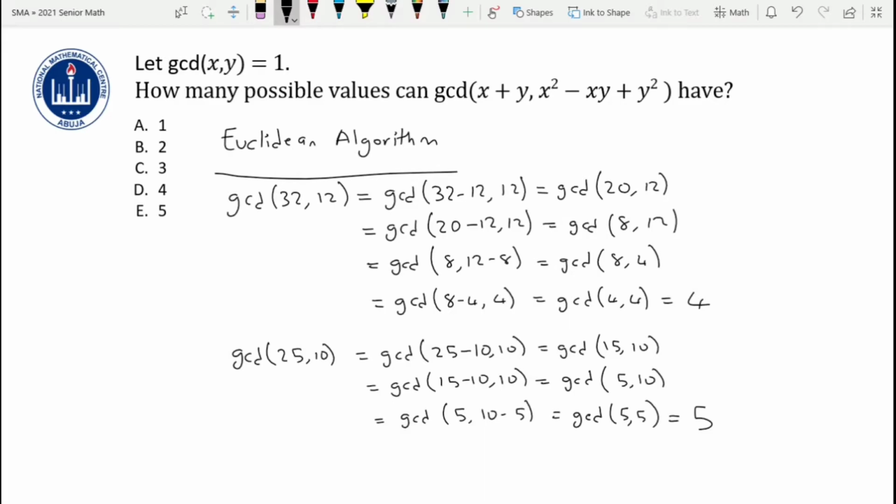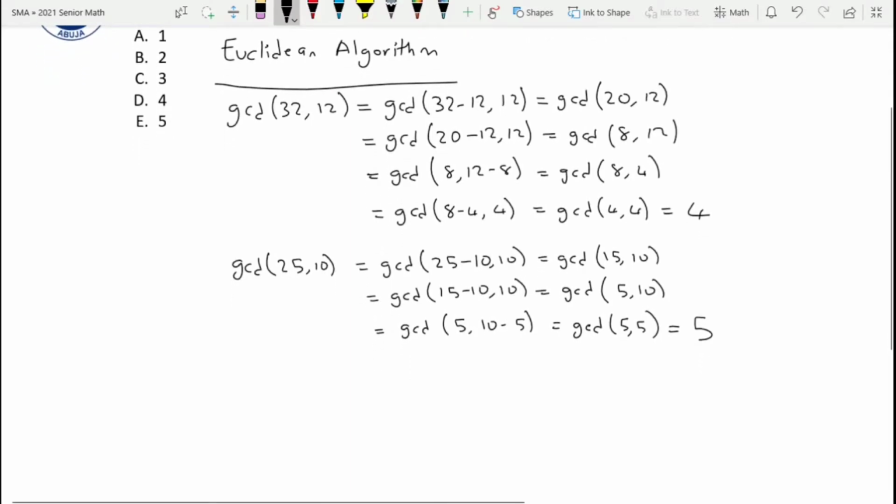Also, in the Euclidean algorithm, a faster way of going about this is, instead of just replacing the larger number with the difference between the larger and the smaller number, you are going to replace the larger number by the difference between the larger one and the largest multiple of the smaller one less than the bigger one. It sounds a bit complex, but we'll just show how that works.